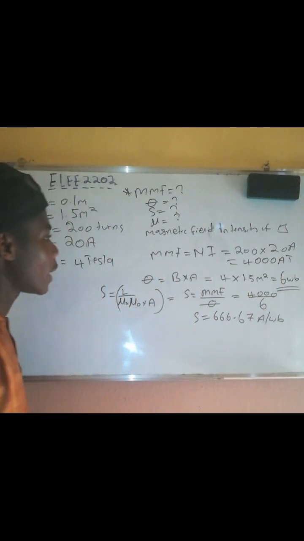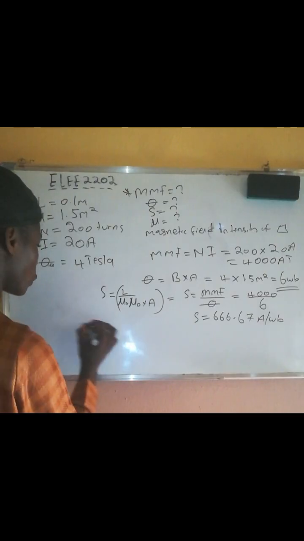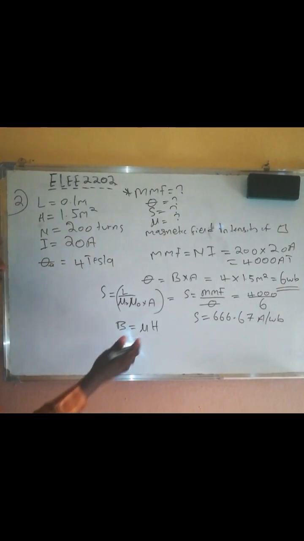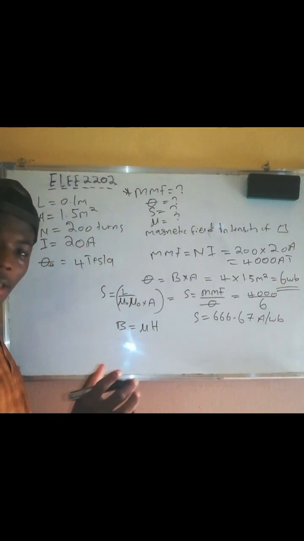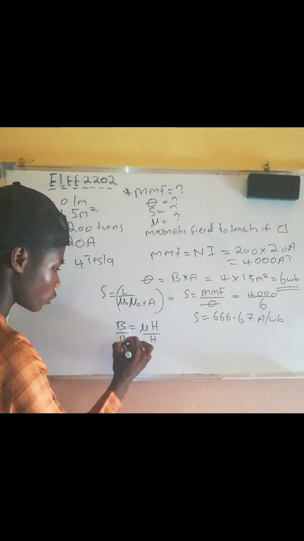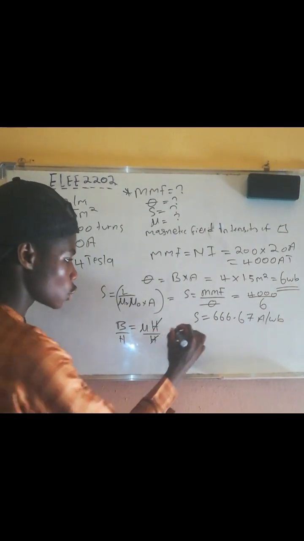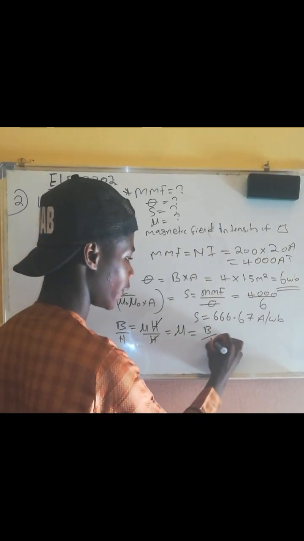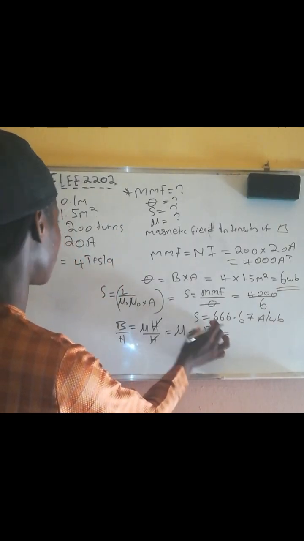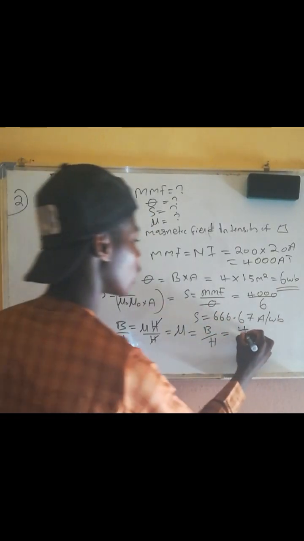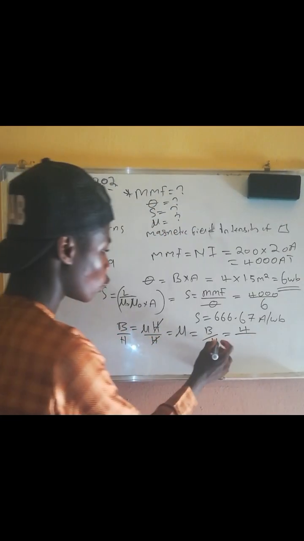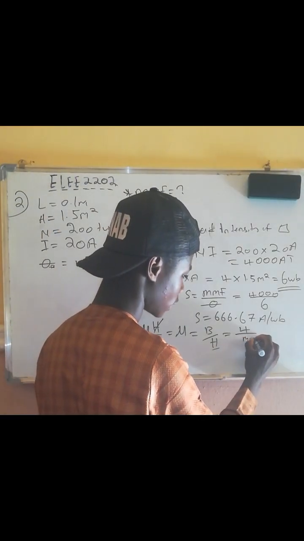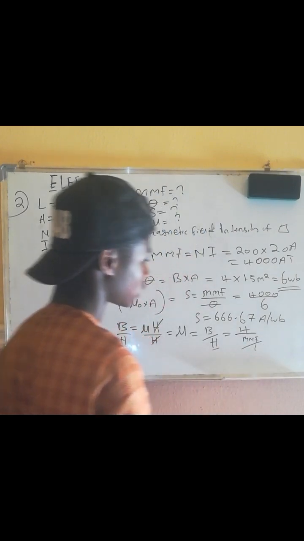The next thing is to find the permeability. We know the relation that the magnetic field B is equal to mu multiplied by H. We are looking for the permeability, so divide both sides by H, and H cancels. Therefore the permeability mu equals B over H, which is 4 Tesla over the value of H. We don't have the value of H, but we can relate it as MMF per length.